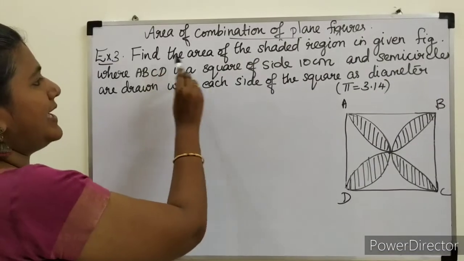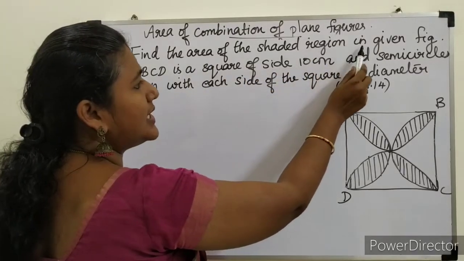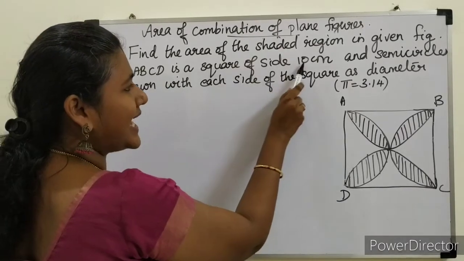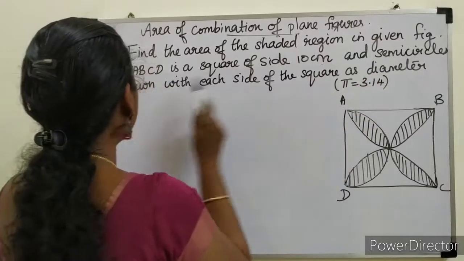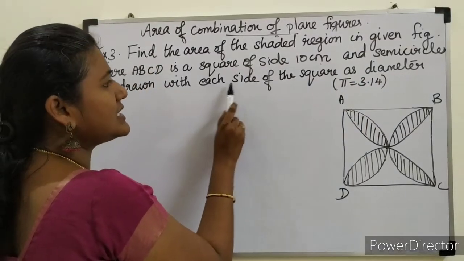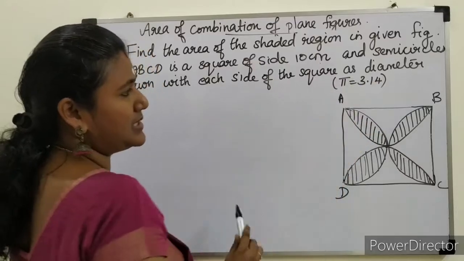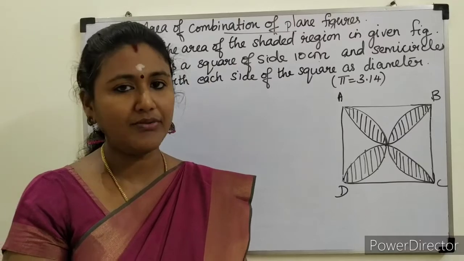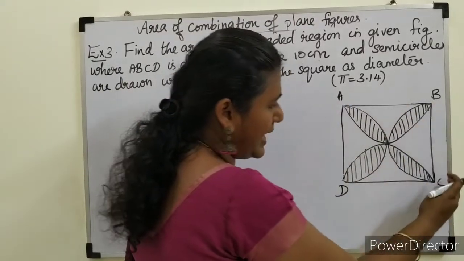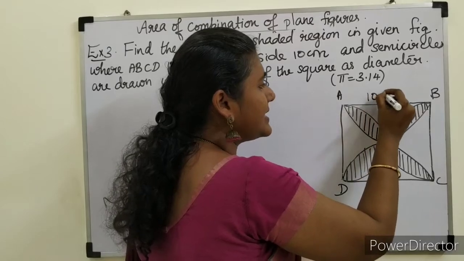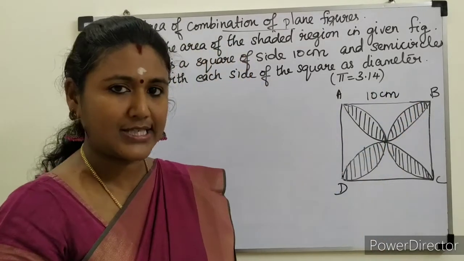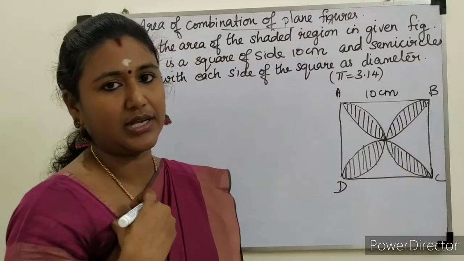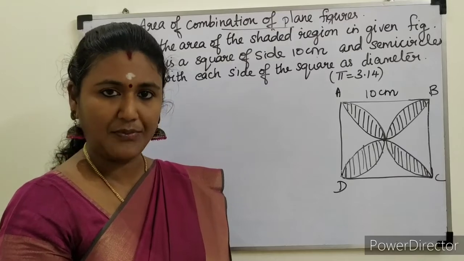3. Find the area of the shaded region in the given figure where ABCD is a square of side 10 centimeter and semicircles are drawn with each side of the square as diameter. So this is our question, and here the value of pi is given as 3.14. So we have a square ABCD of side 10 centimeter. We have to find the area of this shaded region.